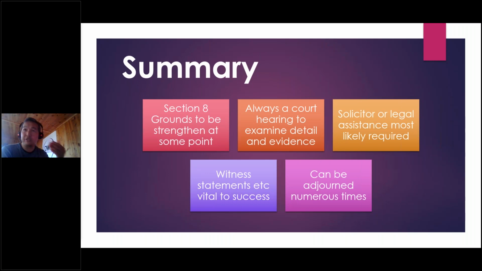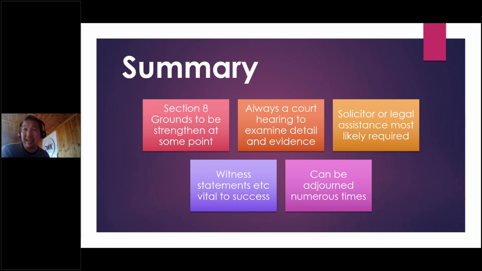Because you've got to prove to the judge that you are entitled to possession. So under Section 21, the majority of cases don't go through court, as in a court hearing. Most of those are done without the need for a court hearing. But Section 8 is most definitely a court hearing. They may change it, I don't know, but very unlikely that they will do.